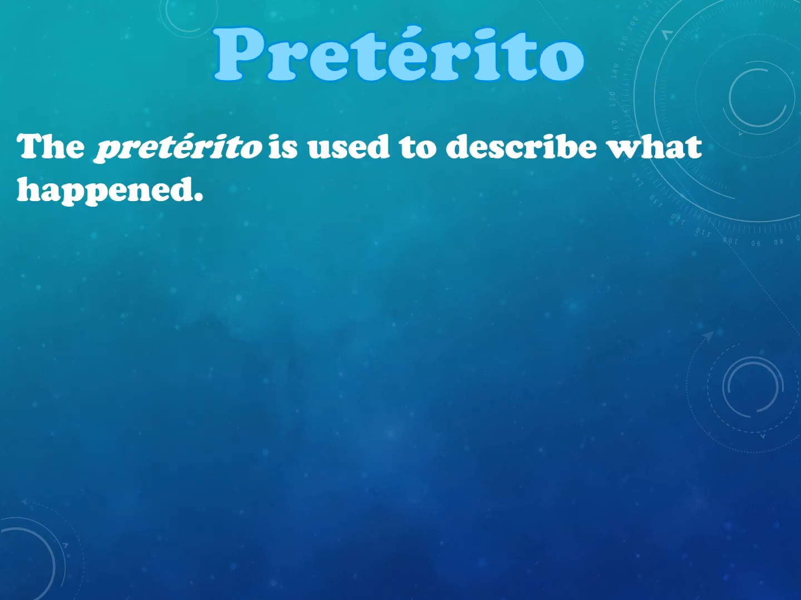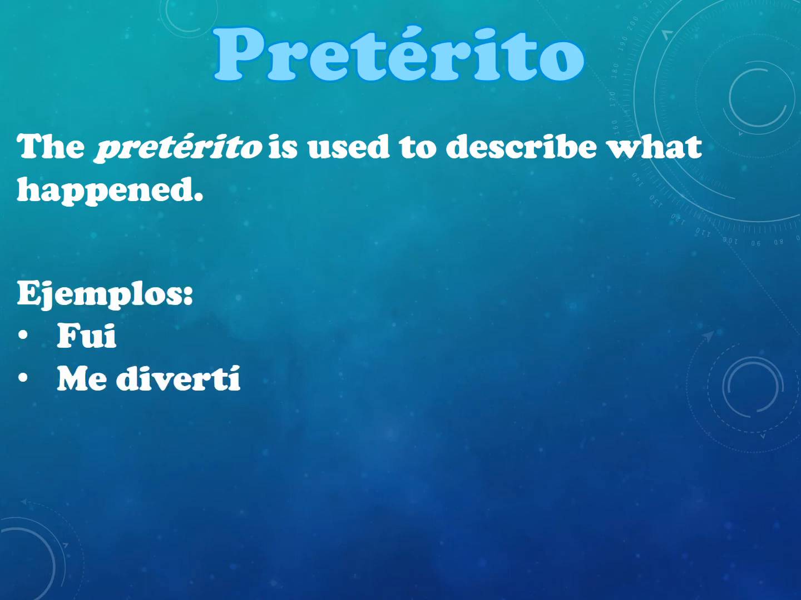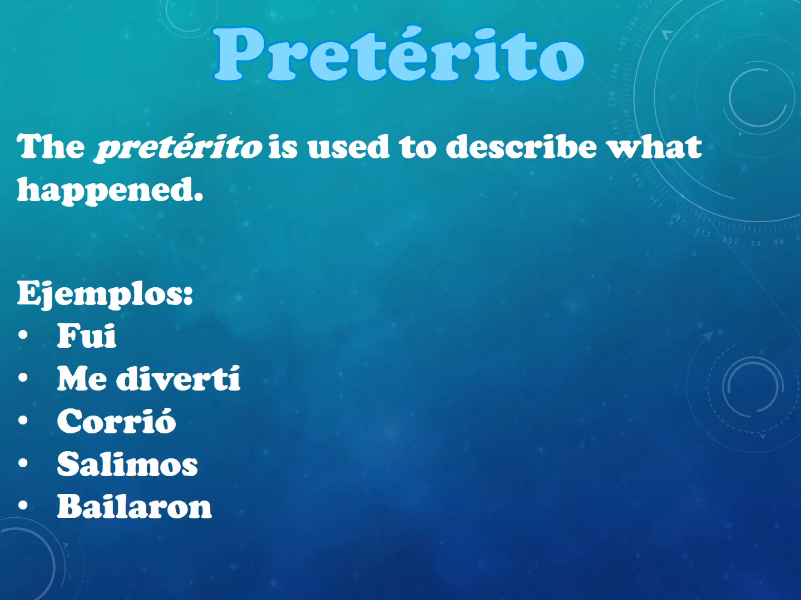The preterito is used to describe what happened. This I like to call the event tense. It is the tense that you use to describe the major occurrences in the past. Por ejemplo, fui, me divertí, corrió, salimos, bailaron.